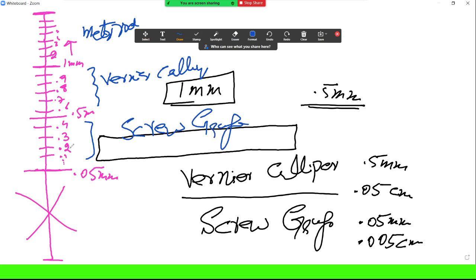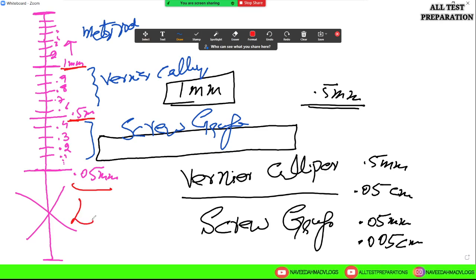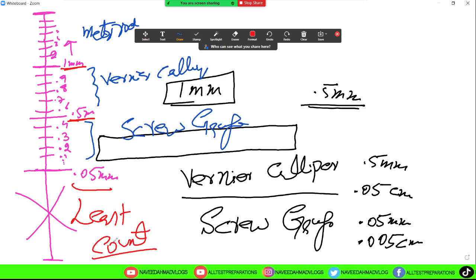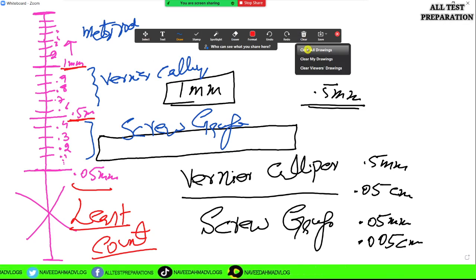The edge here, the least value of the meter rod is 1 millimeter. The least value of the Vernier caliper is 0.5 mm. The lowest value of the screw gauge is 0.05 mm, right? This lowest value we call the least count, the minimum value up to which you can measure. So this is just the summary of meter rod, Vernier caliper, and screw gauge.